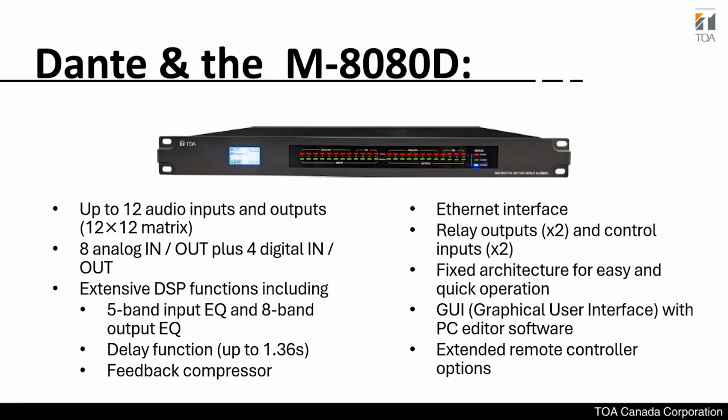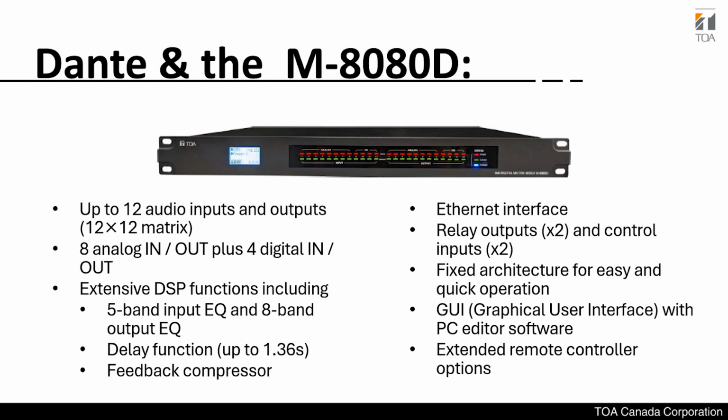M8080 is a digital matrix mixer, which has 12 audio inputs and 12 audio outputs. Physically, it only has 8 audio inputs and 8 audio outputs. It has 4 digital inputs, which we were discussing, the IO. So for the 4 inputs, we have to use the M822 IO to get the additional 4 inputs.